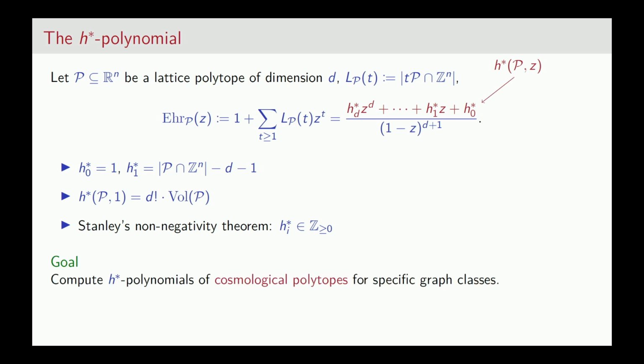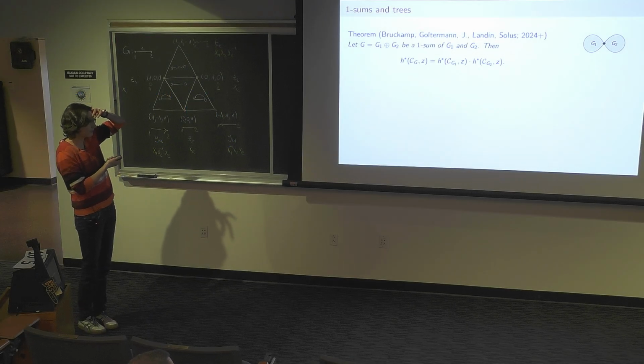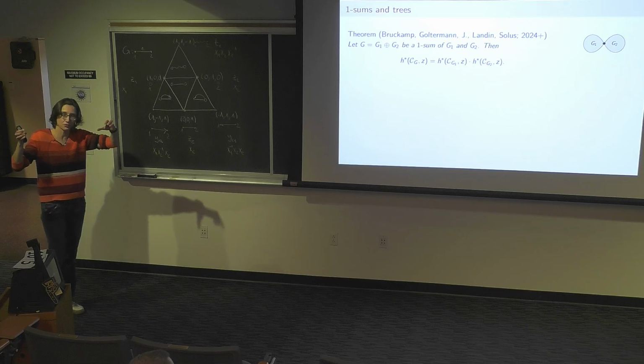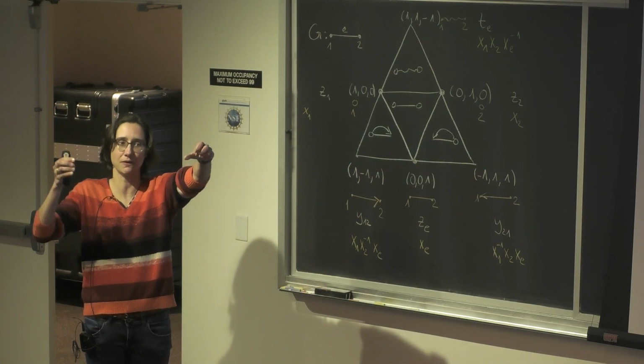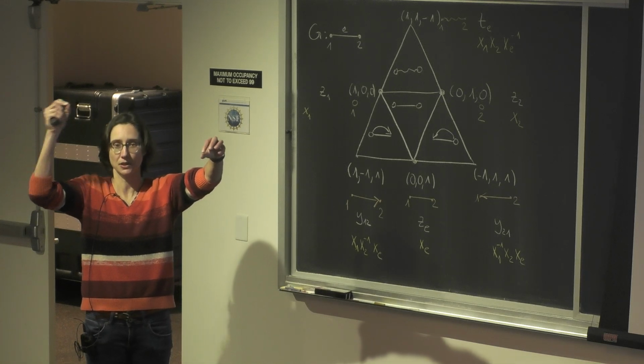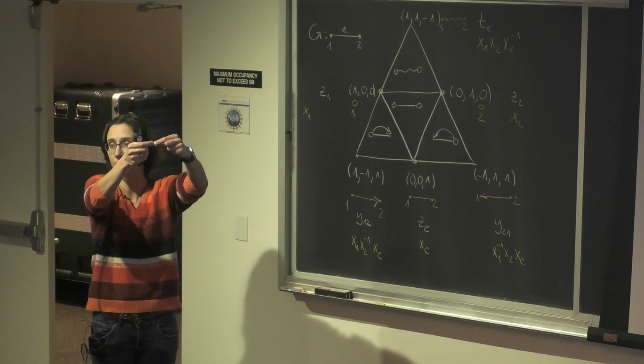Okay. And so what's the goal now? We would like to compute these H star polynomials, at least for specific graph classes, for these cosmological polytopes. The first thing we can do is glue together two graphs by identifying them along a vertex. So you have G1, you have G2, you take a vertex here, you take a vertex here, and then you take what is called the one sum.